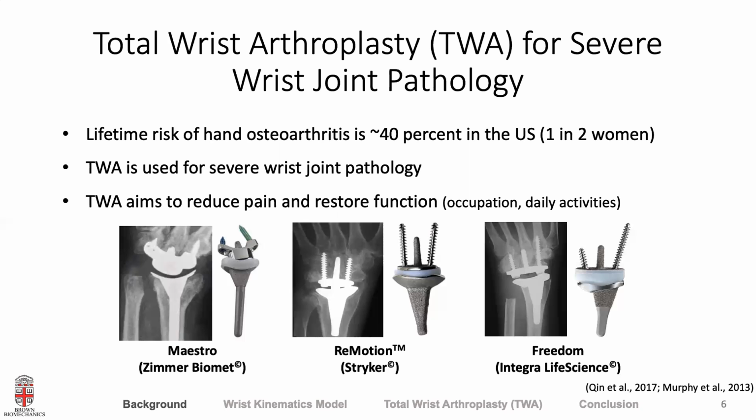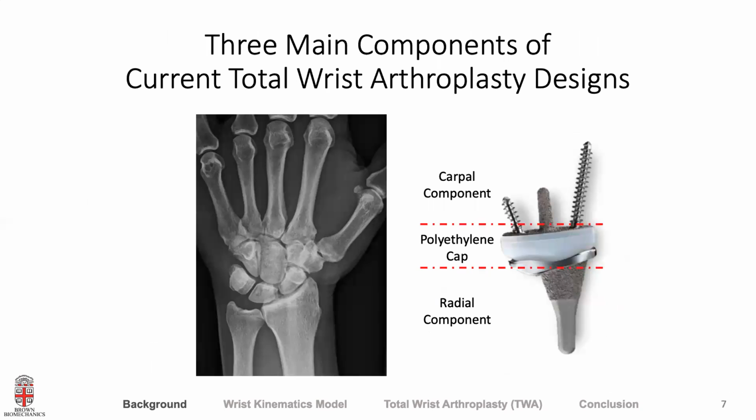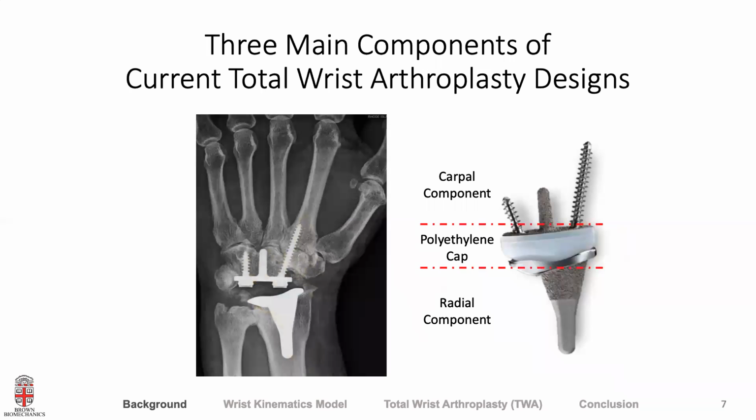At the bottom, you see 3 of the currently approved TWA designs that try to mimic the wrist joint artificially. In TWA surgery, the proximal row of the carpal bones will be removed, and the capitate will be resected, and the TWA replaces all of those bones. The latest generation of total wrist arthroplasty systems have 3 main components: a radial component, which goes inside the radius, the carpal component, and a polyethylene cap that create the artificial joint. The movement of the polyethylene cap on the radial component aims to mimic the wrist movement.